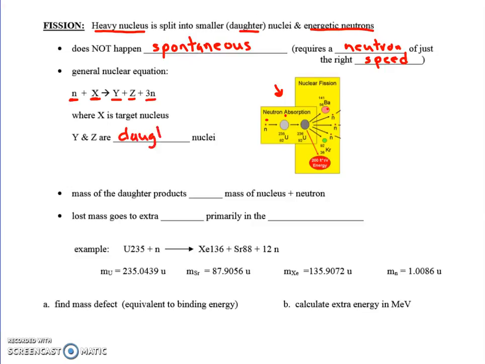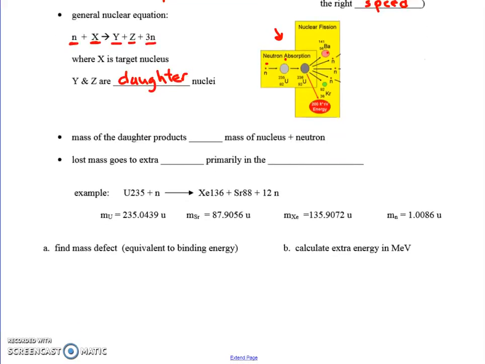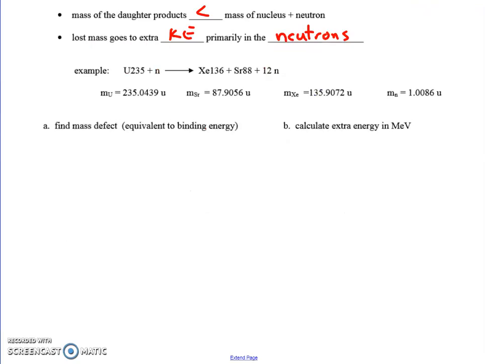So let's finish up with a quick little problem, very similar to the one before. What do we know about the mass of the daughter products, the Y and the Z, plus the neutrons? It's always going to be less than the mass of the nucleus plus the neutron. This lost mass goes into extra energy, kinetic energy, primarily, as you probably guessed, in the neutrons. It doesn't really go into the daughter nuclei because they're so massive, so their momentum is carried more by their mass than their velocity. Therefore, they're not going to get a whole lot of kinetic energy.